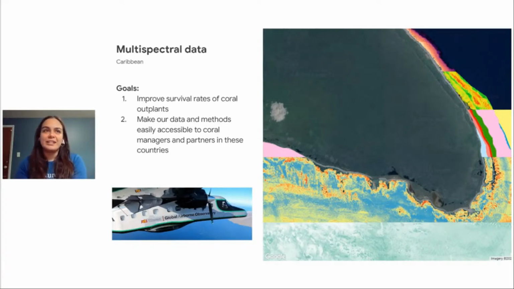To address this challenge, we at the Nature Conservancy partnered with Arizona State University's Global Airborne Observatory to fly over and collect multispectral data in two areas, the Southeast Dominican Republic and St. Croix in the U.S. Virgin Islands. The GAO collects 427 samples of light per pixel, which allows us to derive things like live coral cover and habitat complexity, which we cannot do from satellite imagery.